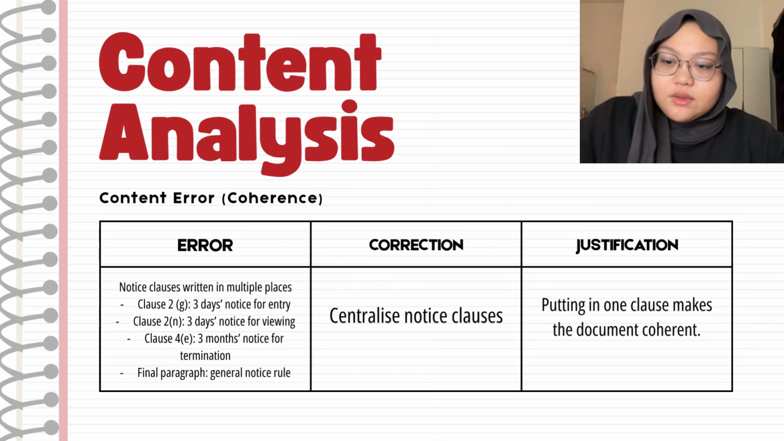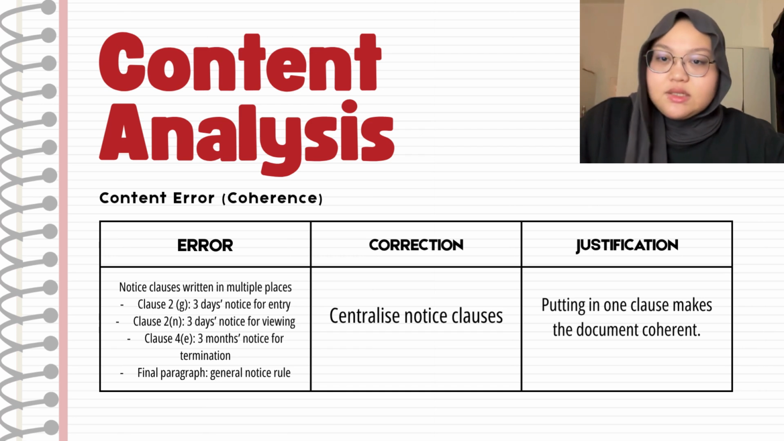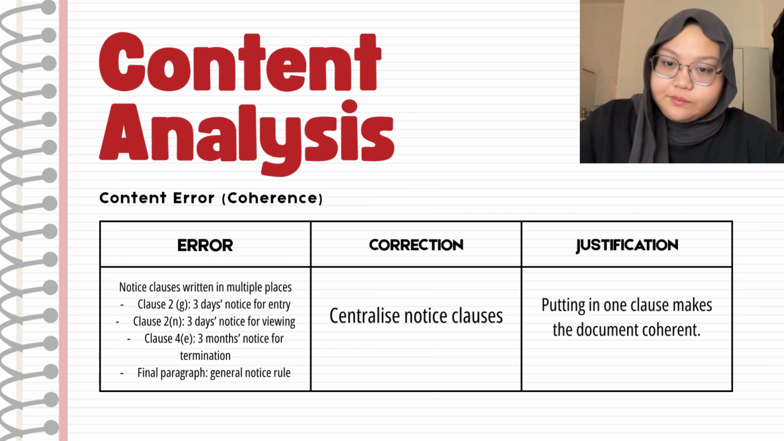The next issue is coherence. Notice requirements are written in several different parts of the agreement. For example, Clause 2G discusses notice for entry. Clause 2N discusses notice for viewing. Clause 4E discusses notice for termination. And the final paragraph contains a general notice rule. Instead of scattering these provisions throughout the document, they should be centralized under one notice section. This makes the agreement easier to follow and improves coherence because readers can locate all notice requirements in one place.